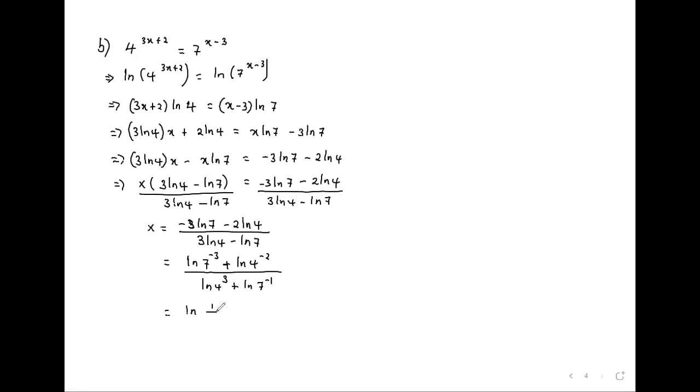That is ln of 1 over 7 to the power 3 multiplied by 1 over 4 squared, everything divided by ln of 4 to the power 3 multiplied by 1 over 7. So you can simplify this and leave it as a solution like that. This does not mean that you cannot leave it here. You can leave it there. But if they guide us that we must leave it in this form, that's when we go that far.